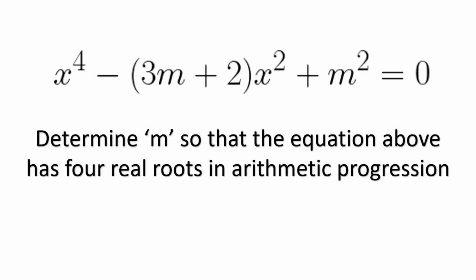equation here: x to the 4 minus (3m plus 2) x squared plus m squared equals 0. Then it says determine m so that the equation above has 4 real roots, all in an arithmetic progression. Now that's the real kicker, that's the real twist, the M. Night Shyamalan twist on this problem. Don't just determine 4 real roots, they have to be in an arithmetic progression.